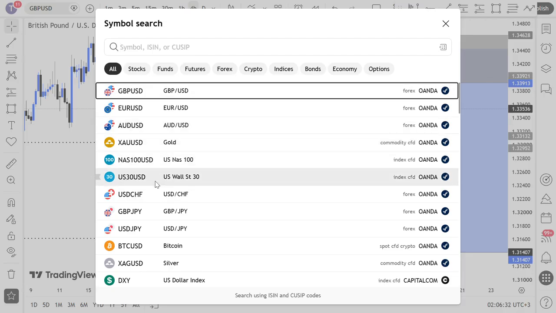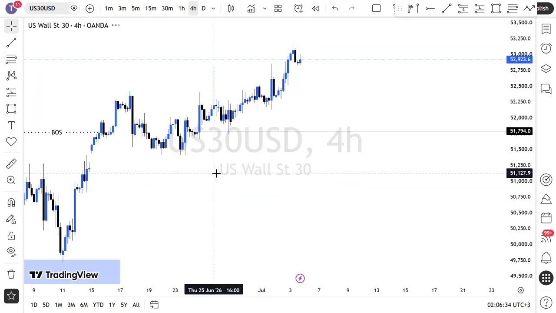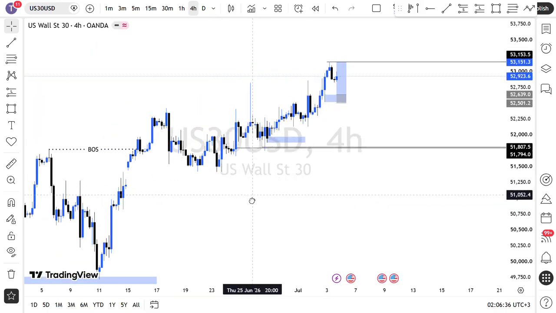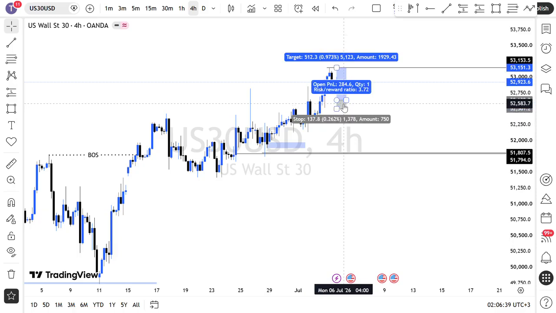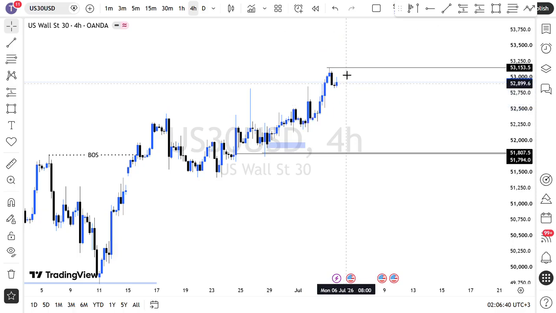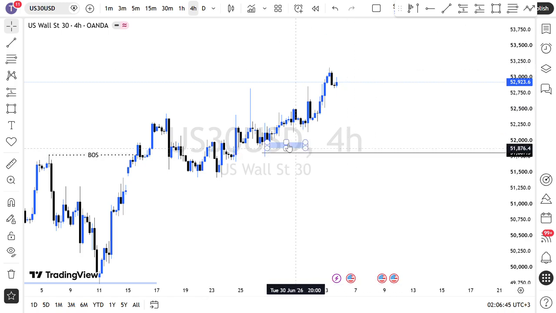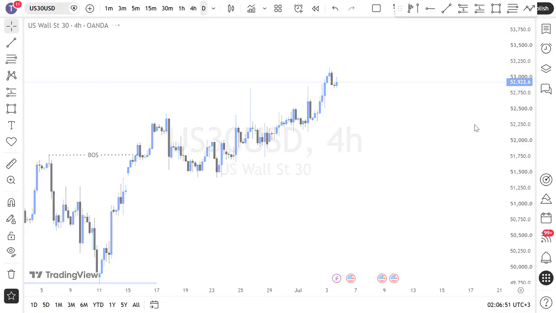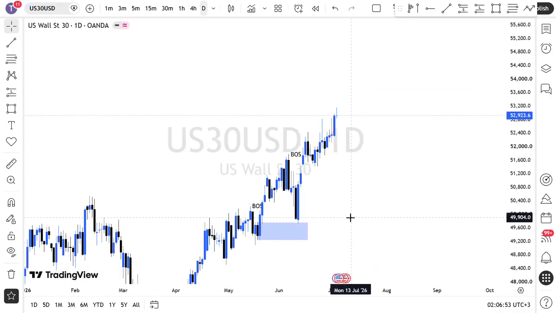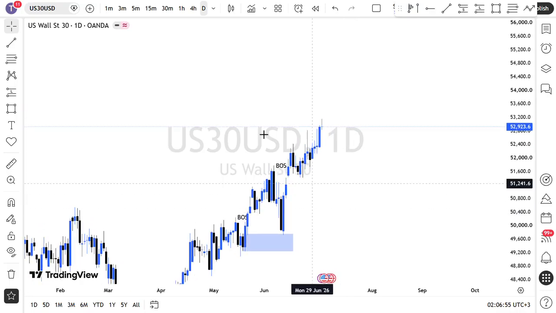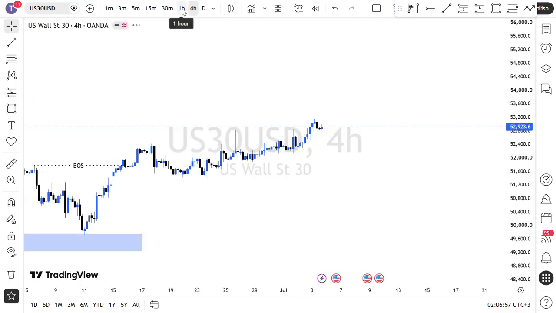My next pair is US 30. Let me clear this. On our US 30, we have a very good uptrend to the upside, and we need to look for buys because price is clearly bullish, and the best thing to do is to join the trend to the upside.